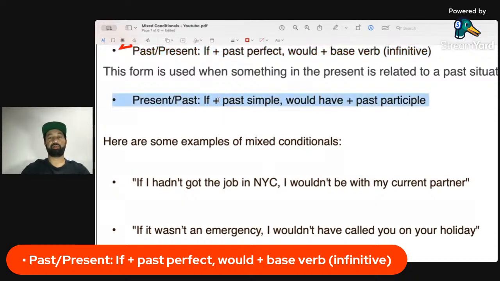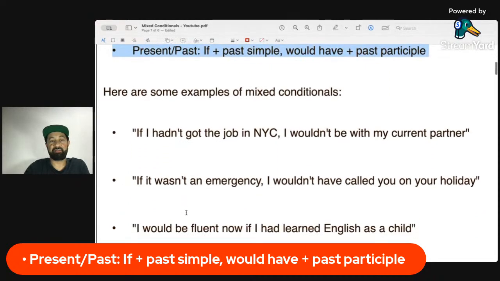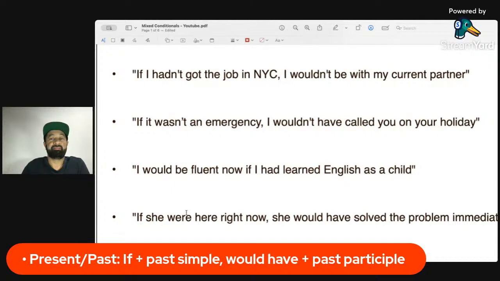Now the other example we have right here, I'll put on the screen right now, is using present and past. If plus the past simple, would, have, and past participle. So let's look at an example sentence. If it wasn't an emergency, I wouldn't have called you on your holiday. Okay, so it was an emergency and I'm calling you now.